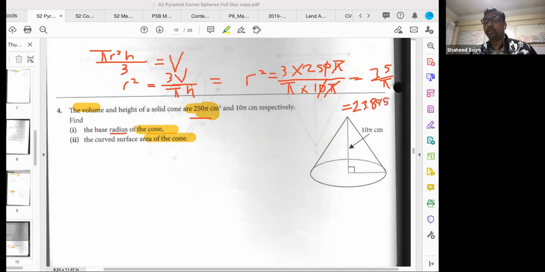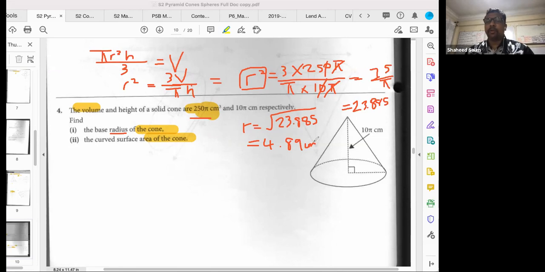And then what do I need to do? I need to find r. No, not r squared. This is r squared. So now I need to square root 23.885. And what do I get? I get now the radius, which is 4.89 cm. I hope you are okay.